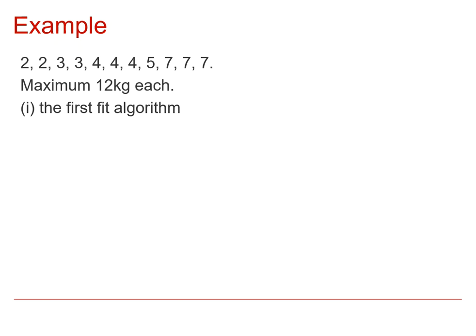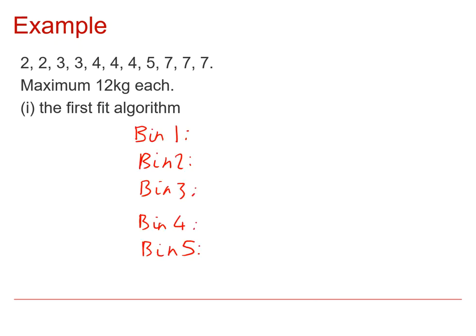So starting with the first fit algorithm, the first thing we're going to do is actually set out some rows or columns for our bins, like so. And so we're going to carry out the algorithm and put the first mass into the first bin. There's the 2 there. Next one is also a 2, well that clearly fits. Bear in mind we've got a maximum of 12, so next one is 3, so that fits into the first bin as well. And another 3 that will fit in.